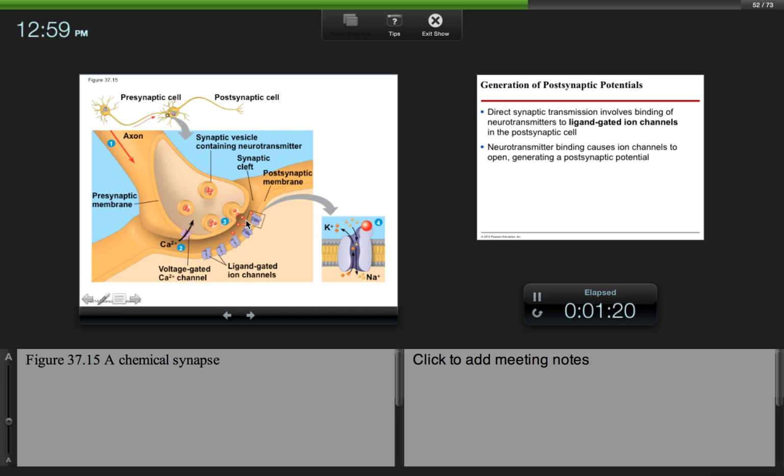And then those neurotransmitters will bind to receptors on the postsynaptic cell or the postsynaptic membrane, and that will cause basically ion channels to open on the postsynaptic cell, which will eventually cause an action potential in that postsynaptic cell if the signal is strong enough.